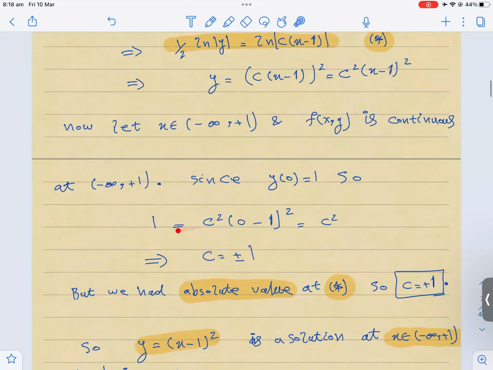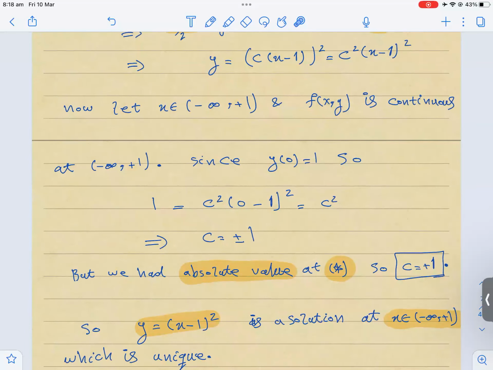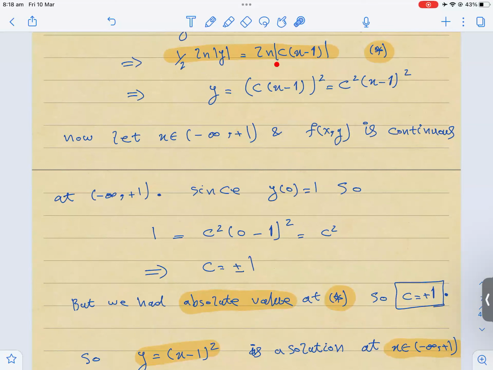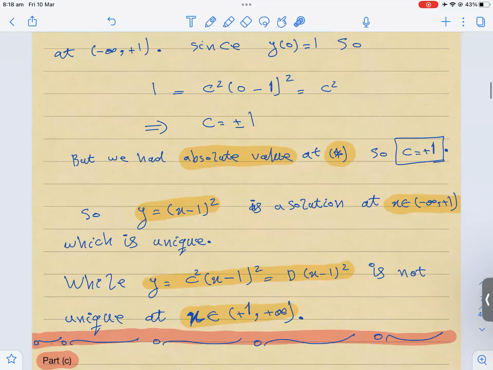I can obtain c squared, so c will be plus or minus 1. But since I've got the absolute value here, I can use the initial condition again. So I will choose c equal plus 1. So y equals (x minus 1) squared, plus or minus 1, and it's also possible to obtain this from the initial condition. All right, so y equals (x minus 1) squared is a particular solution. There is no constant c, therefore it's a unique solution.